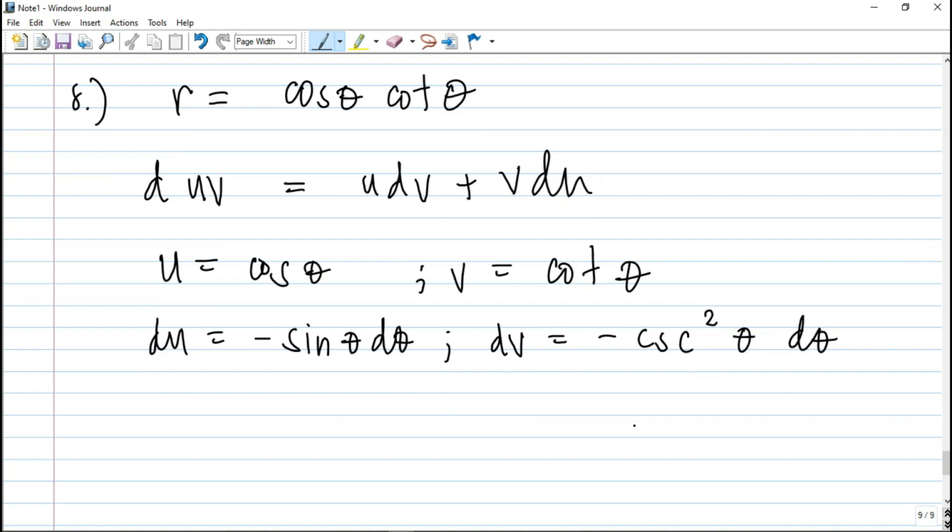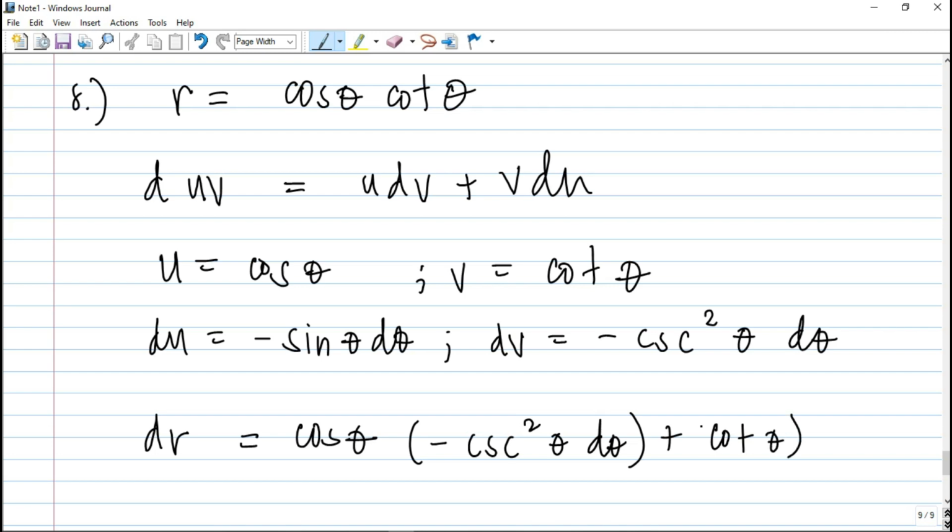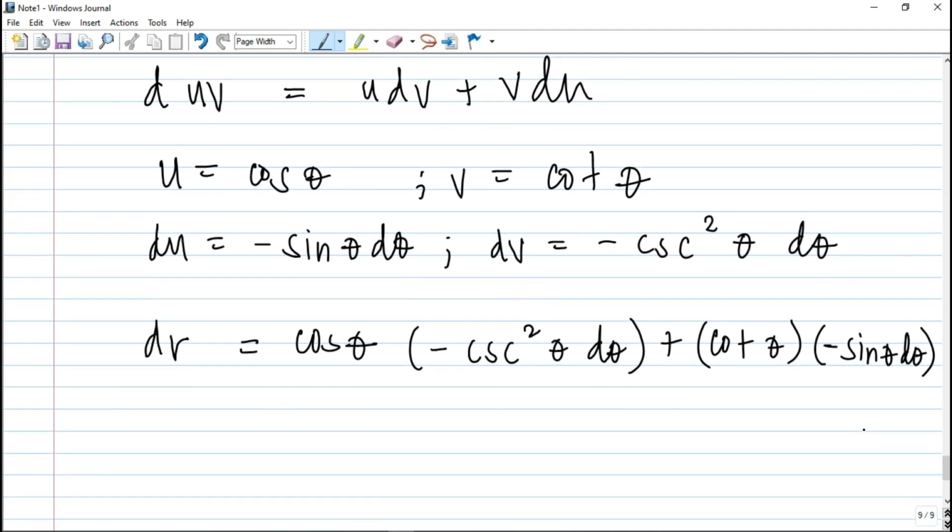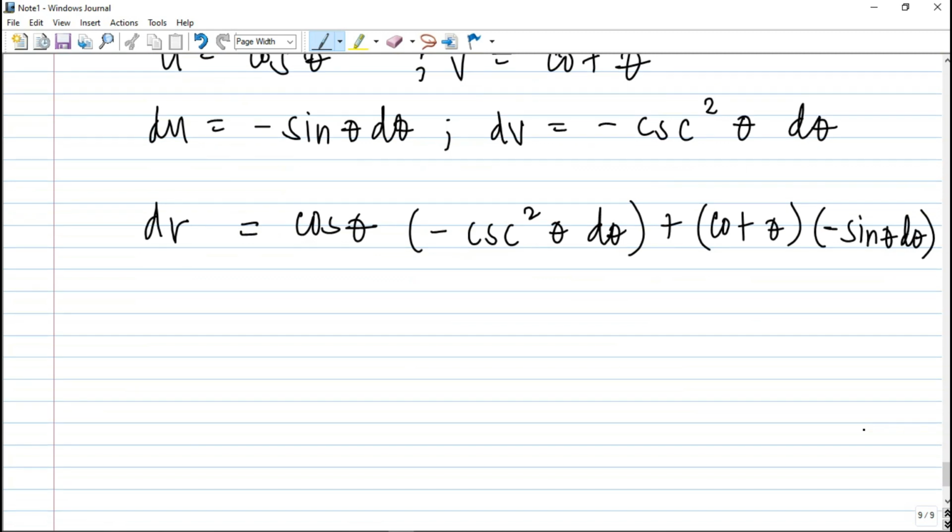Okay? So let's just transfer or substitute this to our formula. So our uv, that is r. So the derivative of r equals, the derivative of cosine theta cotangent theta is, you have here u, copy this, so cosine theta. Derivative of v is negative cosecant squared theta, derivative of theta. So plus v. V is cotangent theta. Then we have here du is negative sine theta, derivative of theta. So let's just simplify this particular answer.